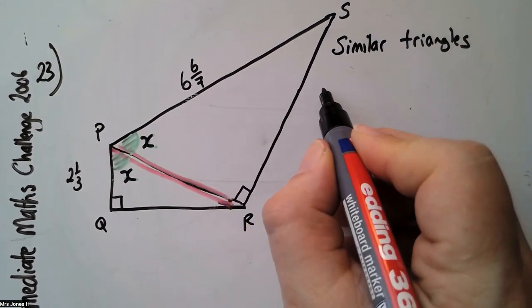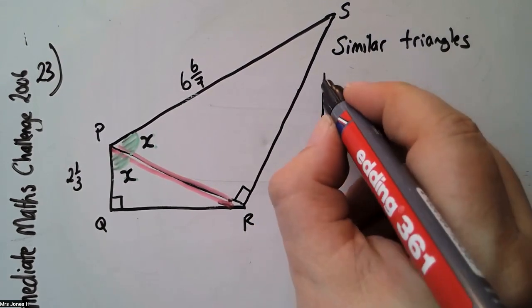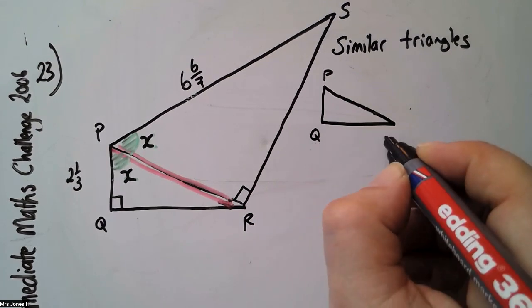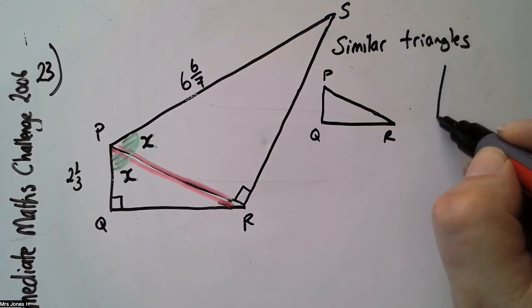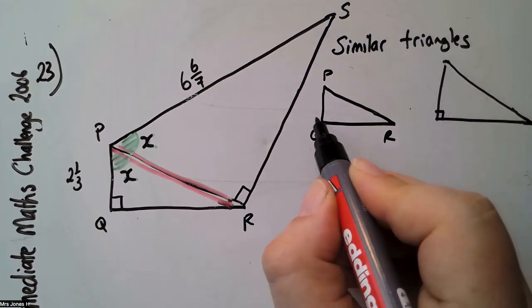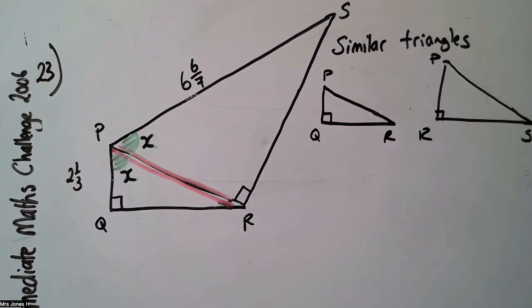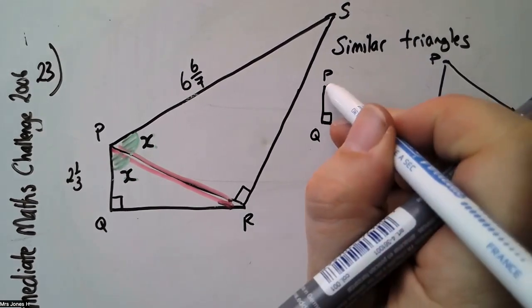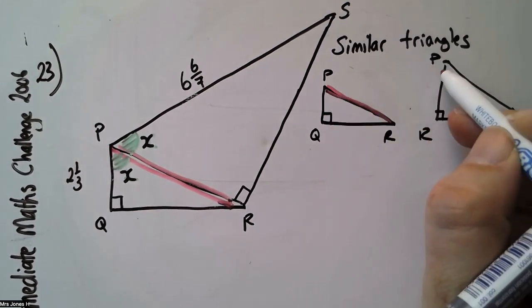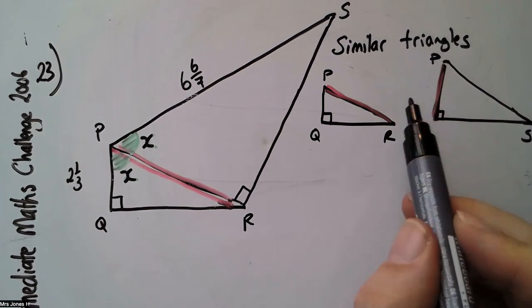I have one triangle P, Q, and R, and I have a bigger triangle P, R, and S, where this is your PR line and this is your PR line. So these are the same length, whatever that length happens to be, which is what we're trying to find out. That's the length that we need.